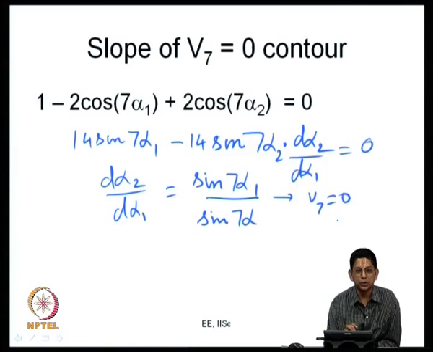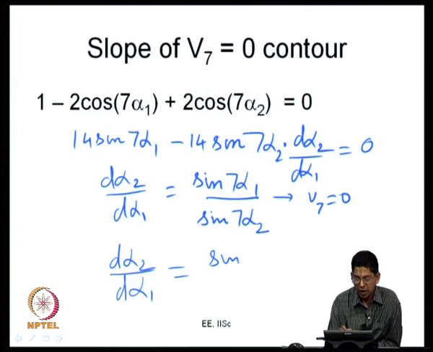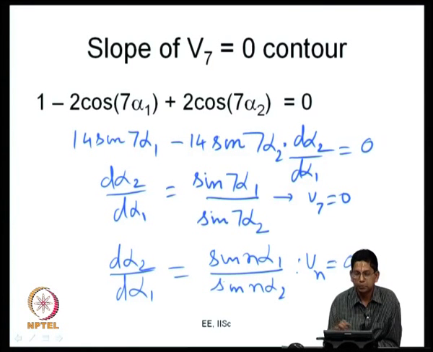What was it in case of the V 5 is equal to 0 contour? The slope of that V 5 is equal to 0 contour we found was sine 5 alpha 1 by sine 5 alpha 2. Now, it is sine 7 alpha 1 by sine 7 alpha 2. So, you can very easily generalize. If you replace this as n alpha 1, n alpha 2 for any nth harmonic, you will find that d alpha 2 upon d alpha 1 is equal to sine of n alpha 1 divided by sine of n alpha 2. This is for any particular V n is equal to 0. It can be V 11 is equal to 0 or V 13 is equal to 0 and whatever. So, this is how the slopes are for any V 7 is equal to 0 contour or any V n is equal to 0.